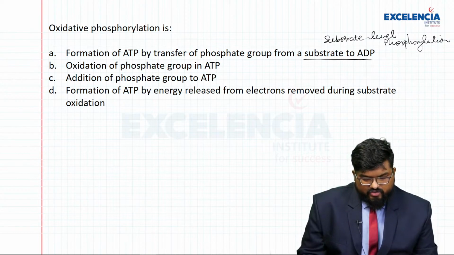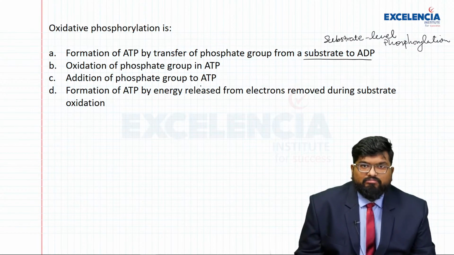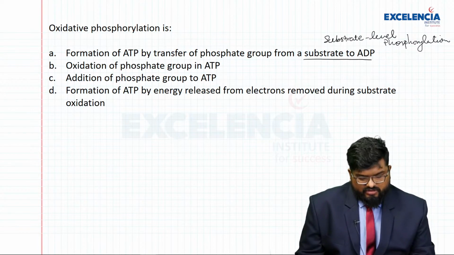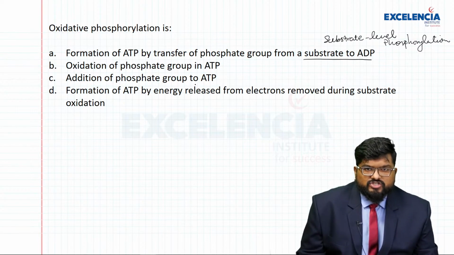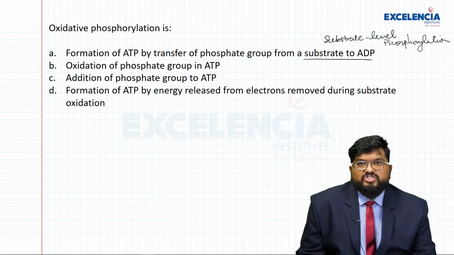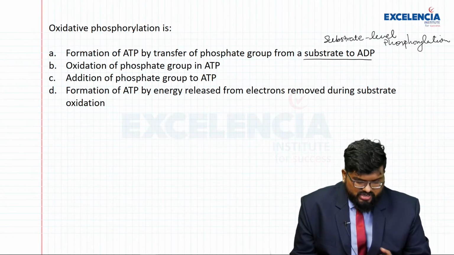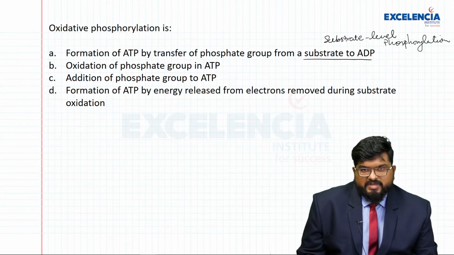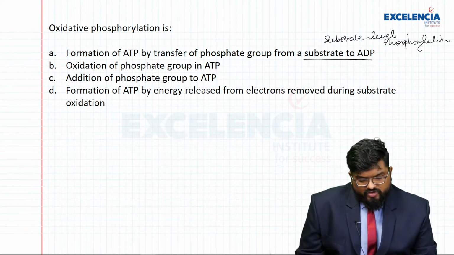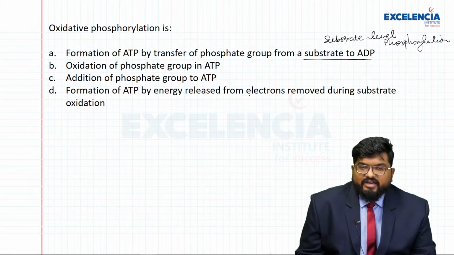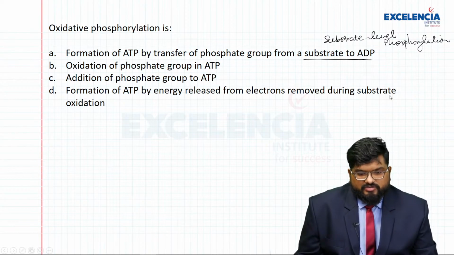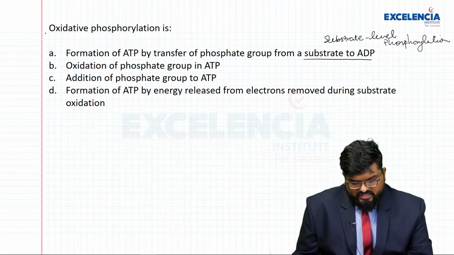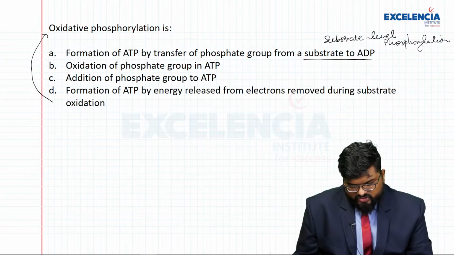Oxidation of phosphate group in ATP. That's literally breakdown, isn't it? Addition of phosphate group to ATP is phosphorylation, that is correct. But which kind? It just says plain addition of phosphate group to ATP. We don't know what they are specifying over here. Formation of ATP by energy released from the electrons removed during substrate oxidation. Yes, this is what is oxidative phosphorylation.